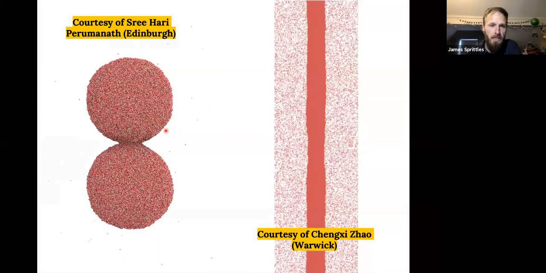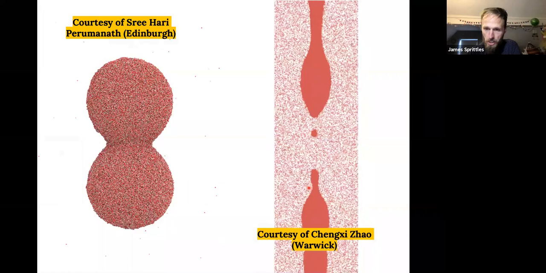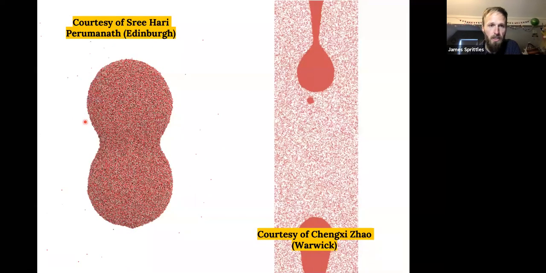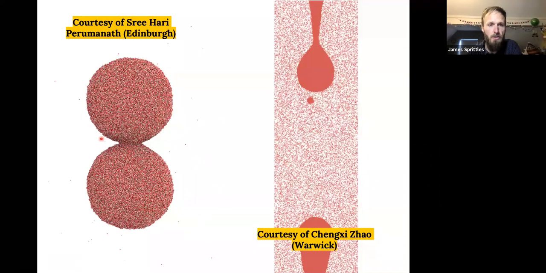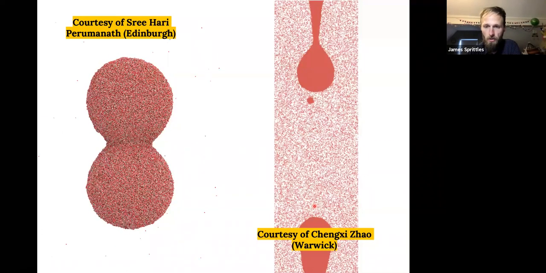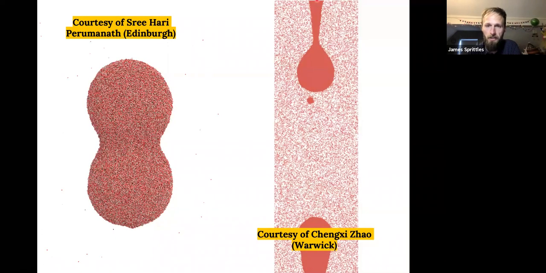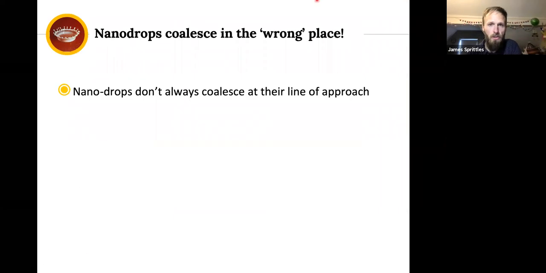So these were the two PhD projects. Sri Hari was in Edinburgh and Cheng Shi was in Warwick. And they just took the canonical flow configurations, two spheres coalescing, a cylinder breaking up into drops, and looked at what happened in molecular dynamics. So with coalescence, the first problem we had was I would say to Sri Hari, well, we're interested in singularities, so just find the point at which these drops coalesce, start measuring things and see what happens. And he'd say to me, well, that's really nice. You tell me, two spheres, you push them together, they meet along their line of approach, but that's not what happens. I'd say, okay.